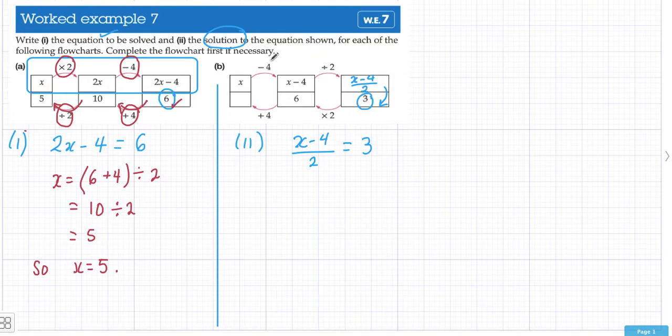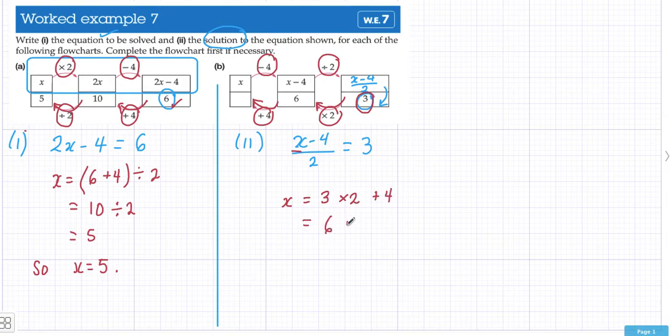We're going to do the same thing here with this one. You can see in our flowchart we've got minus 4, so plus 4 down here, divided by 2, so times 2. We're going to find our solution for x. So what we do is say x equals, take this number, and then do all the things to this number going back this way. So the first thing we have to do is take the 3 and multiply by 2. We then add on 4. And using BIDMAS, we do the 2 times 3 part first, and then add those together. So our solution is x equals 10. And that makes sense too. 10 minus 4 is 6, divided by 2 is 3.